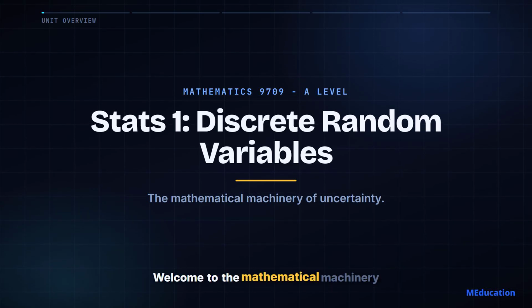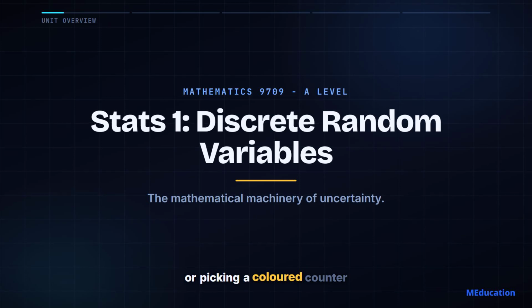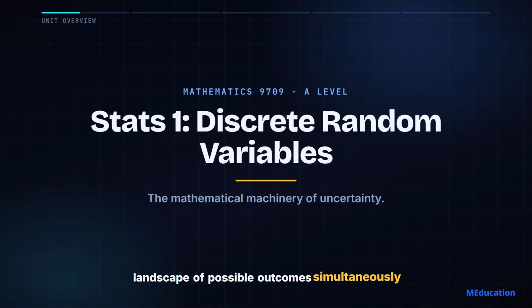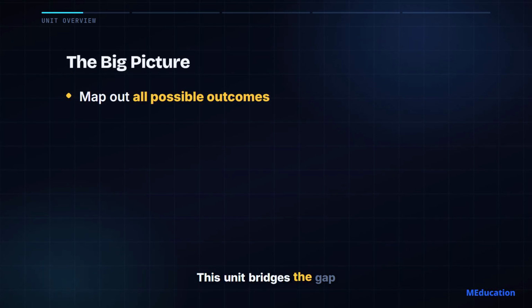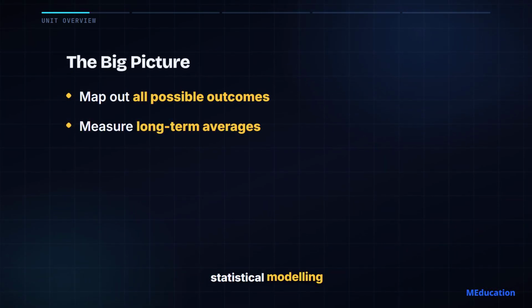Welcome to the mathematical machinery of uncertainty. Until now, your study of probability has likely focused on isolated events, like drawing a single card, rolling a die, or picking a colored counter from a bag. While useful, these basic models fall short for complex systems where we need to analyze the entire landscape of possible outcomes simultaneously. This unit bridges the gap between basic probability and formal statistical modeling.